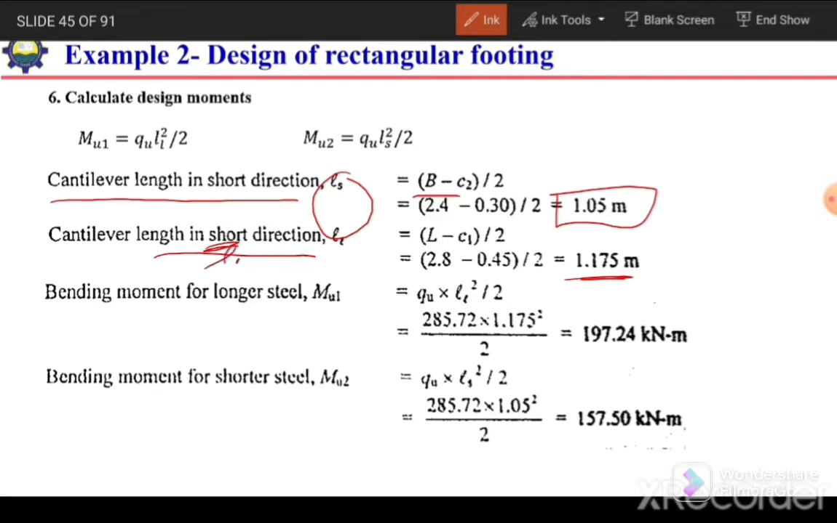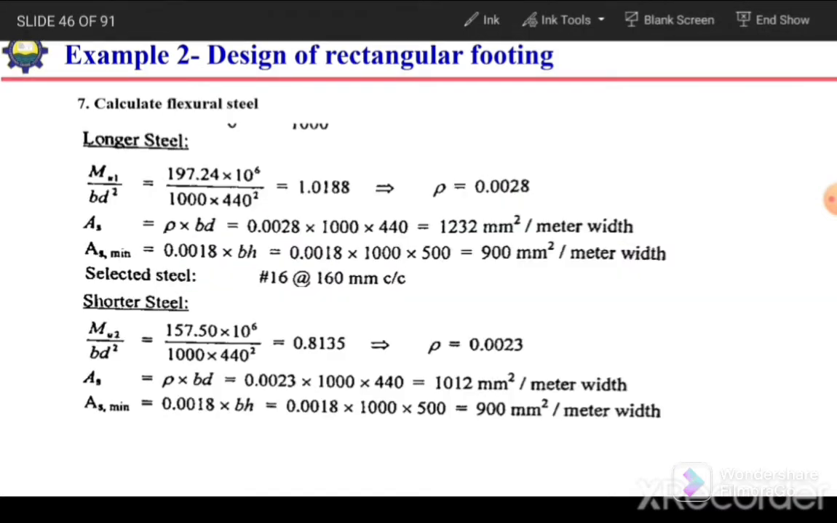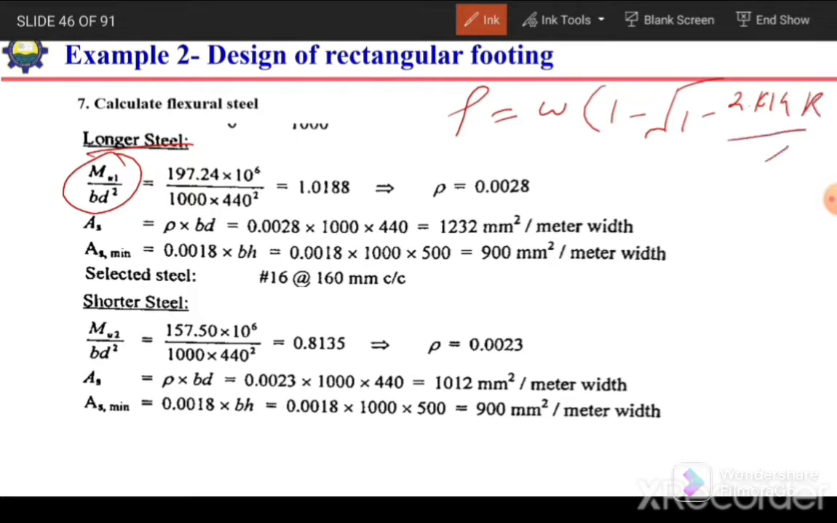So here it is longer instead of shorter. We can calculate the bending moment, QU into LL squared by 2. It is 197.24, and in the shorter direction it is 157.5. Once we have the bending moments, the next step is to calculate the steel in the longer direction and the steel in the shorter direction. To calculate the steel in the longer direction, we need the MU value, the moment along the longer direction. We need to calculate rho, which is ω into (1 minus square root of 1 minus 2.1614 R over fc prime).